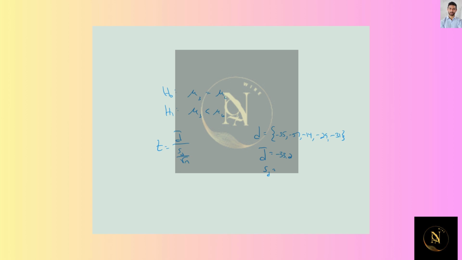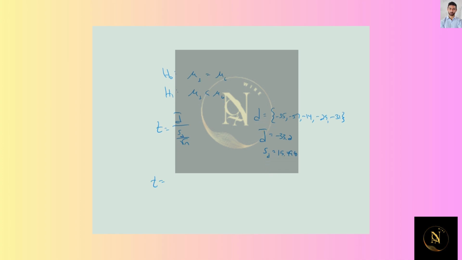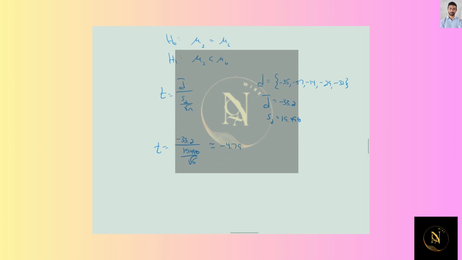is 15.498. And so our test statistic would be negative 33.2 over 15.498 over the square root of 5. Which is negative 4.79. And I'll go with the p-value approach.